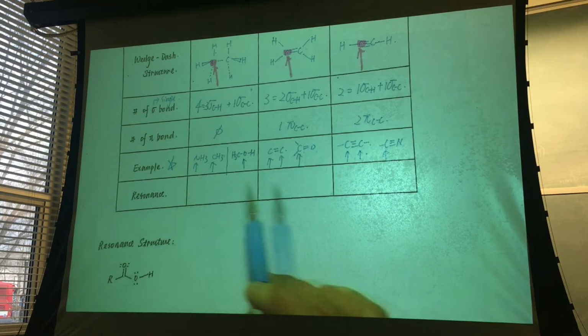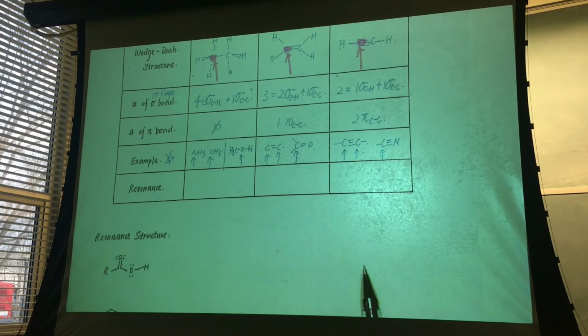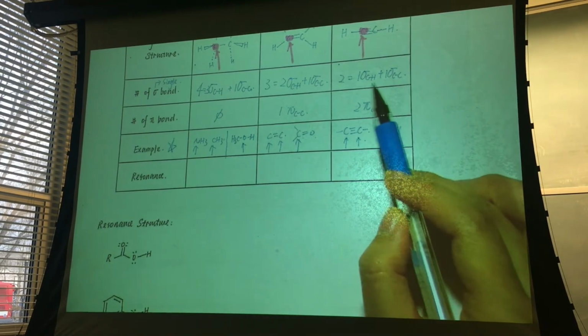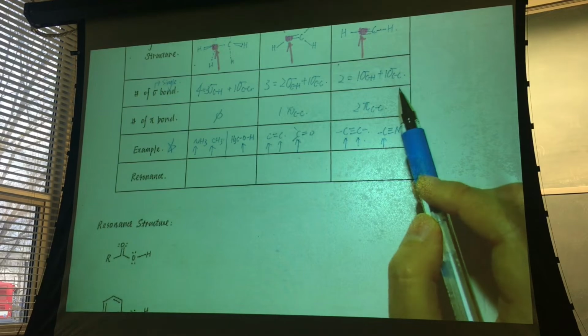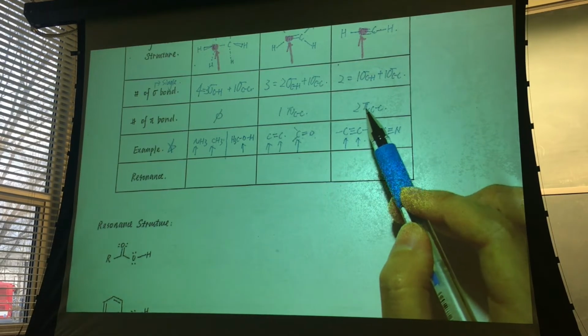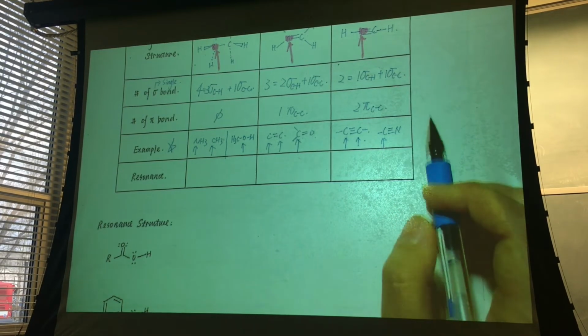So I would say this is a more useful tool that you need to keep in mind. For how many bonds are in this structure, you just need to know it. You just need to know how to do one problem. You're good with the rest.